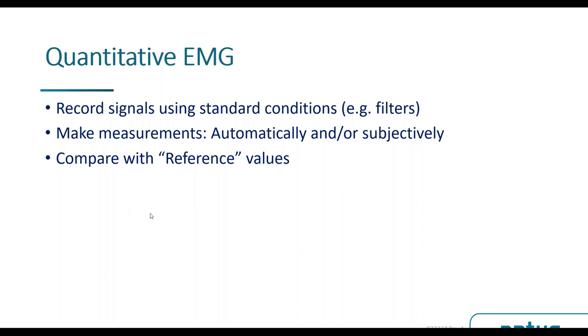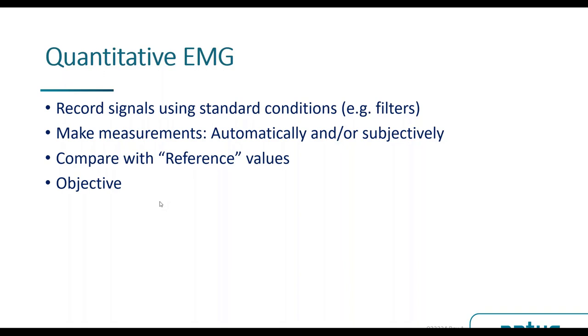Quantitative EMG is objective because of these three conditions: standardized recording conditions, measurements, and comparison. And as a result, the findings obtained on EMG analysis by an expert, as well as a study done by a novice, are more likely to be similar. And that's the benefit of quantitative EMG.